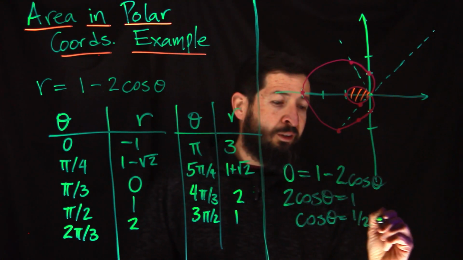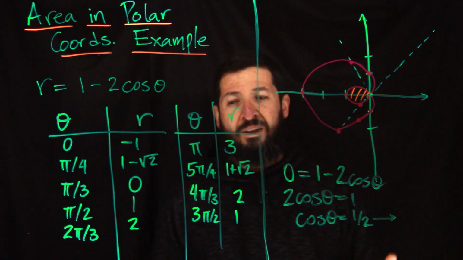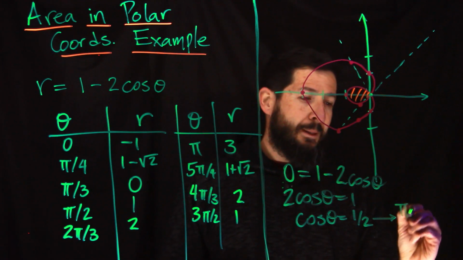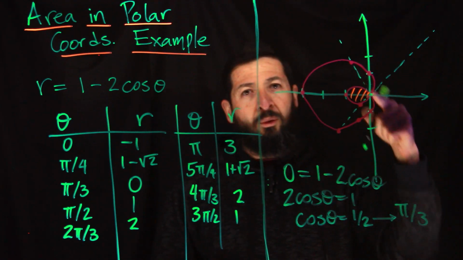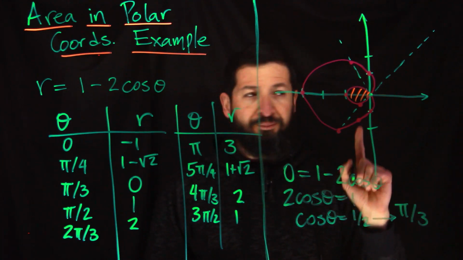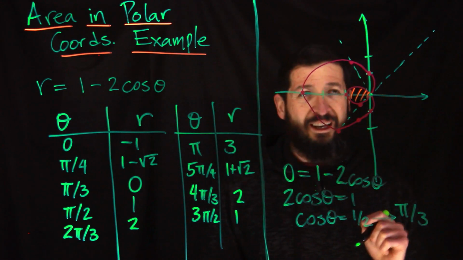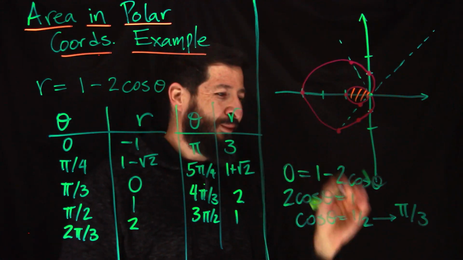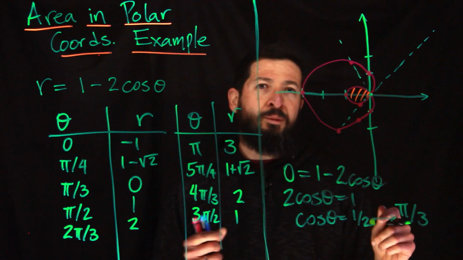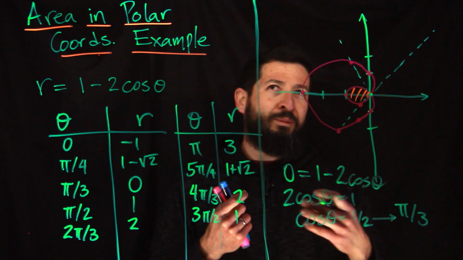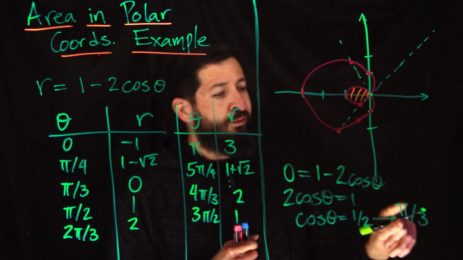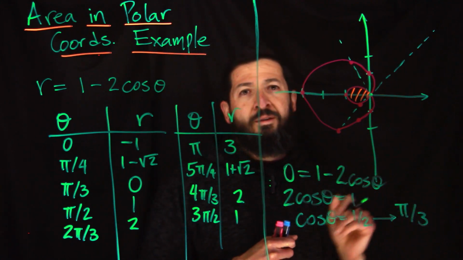So you go look in your unit circle, and you're going to have 2 points for which that happens. You're going to have pi over 3, but you're also going to have 5 pi over 3, and that will not help you, because your first desire would be just to set up your integral from pi over 3 to 5 pi over 3.